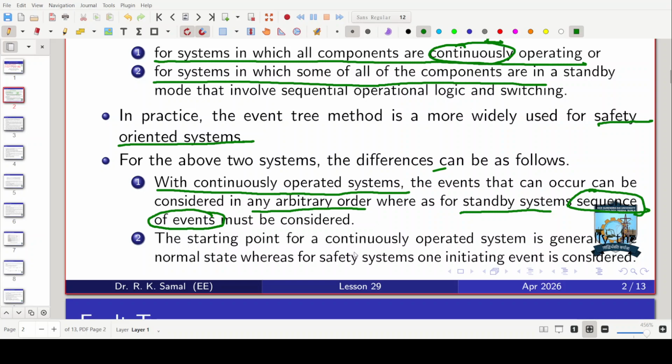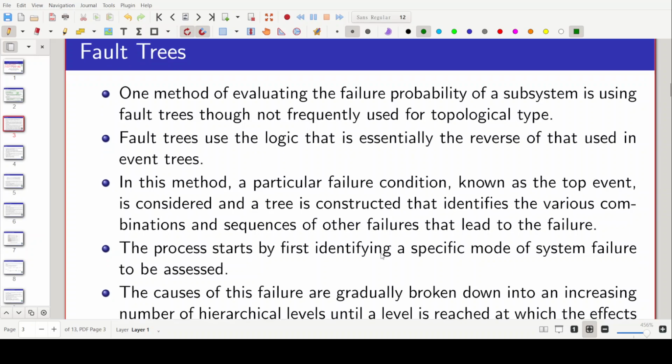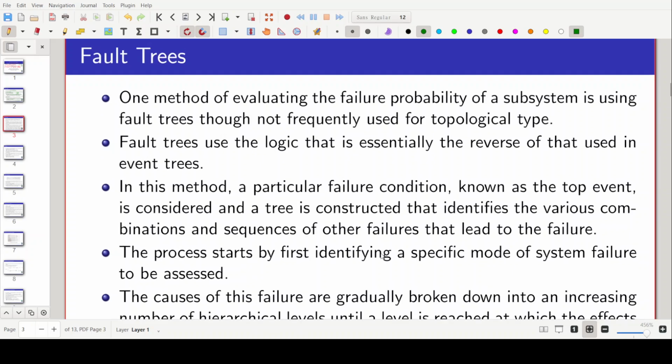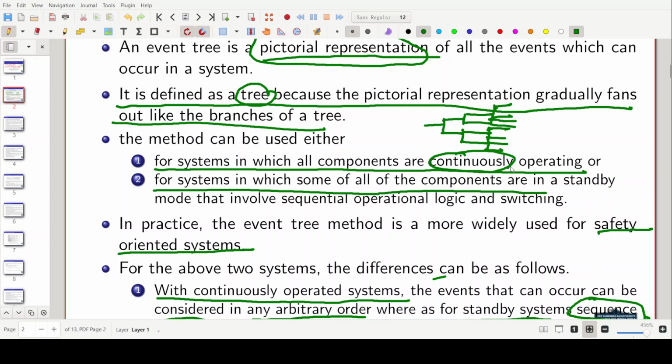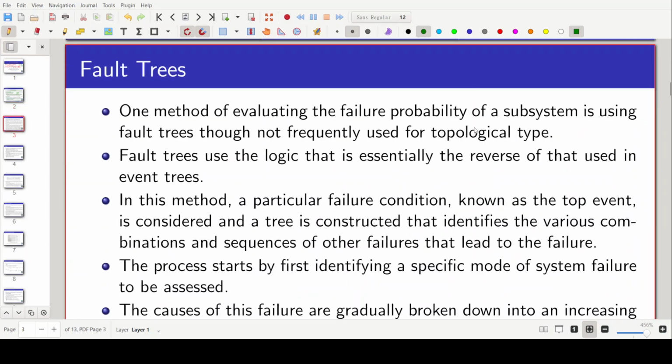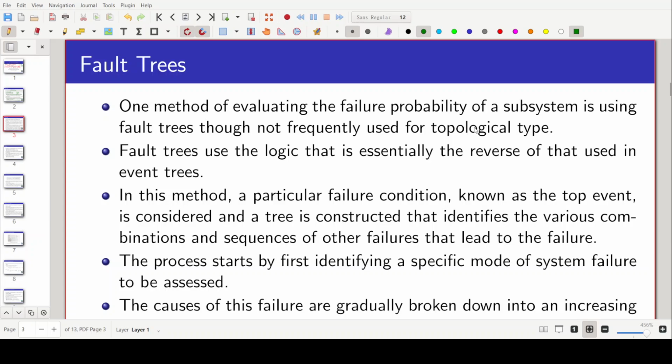The starting point for a continuously operated system is generally the normal state, whereas for safety system, one initiating event is considered which can be random, which can be anywhere in the system. Okay. So these are called event trees, right? Then the next one is fault trees. Okay.